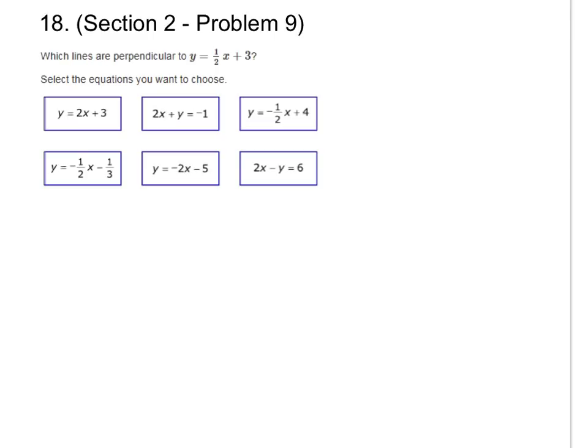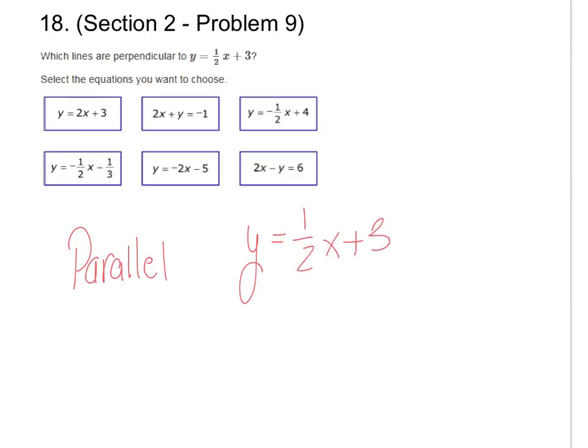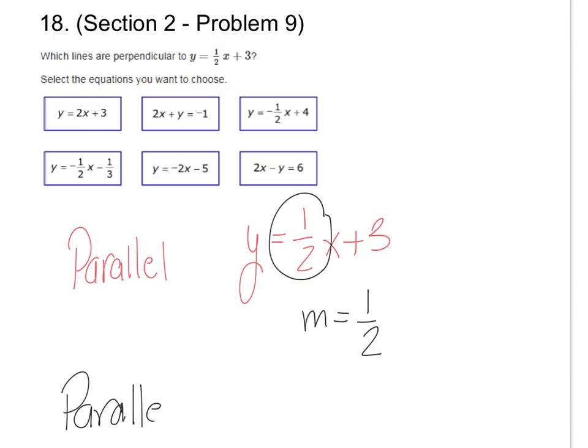So what if this question would have asked us for lines that were parallel? So parallel lines, if they gave us the same equation, y equals 1/2 x plus 3, and the slope of this line again is 1/2. If I wanted to find lines that were parallel to that, I would have to find lines that have the same slope, right? So parallel lines have the same slope.